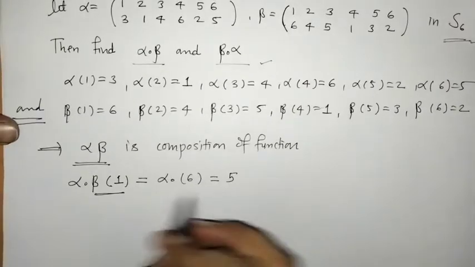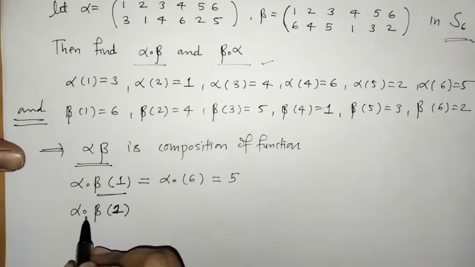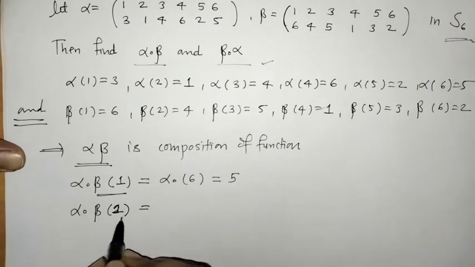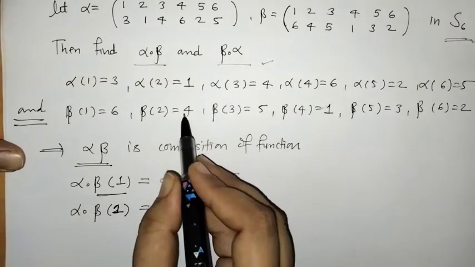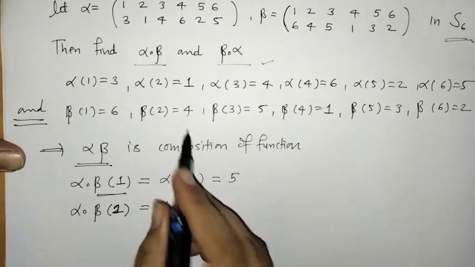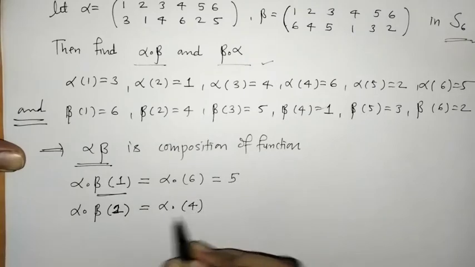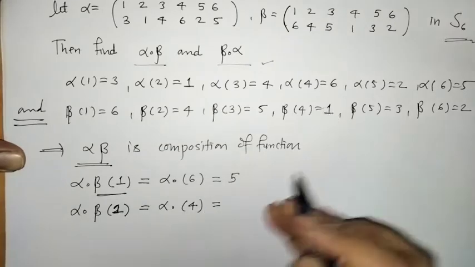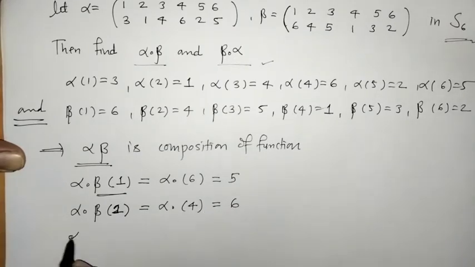Similarly, when we have to find alpha beta of 2, first we have to find the value of beta of 2. Beta of 2 is 4, so we write 4, and next we have to operate alpha on this 4. So alpha of 4 is 6. Similarly, we have the other values.